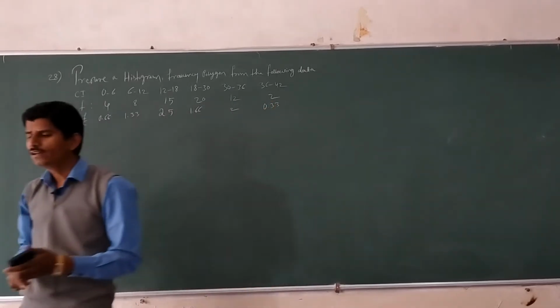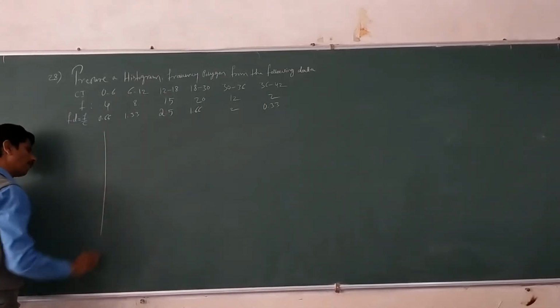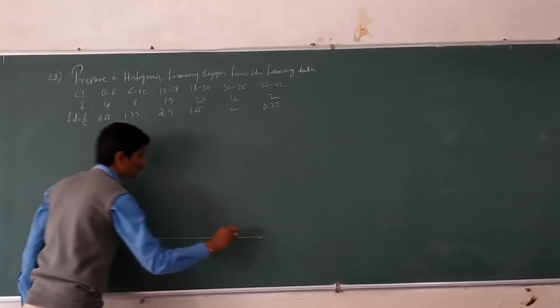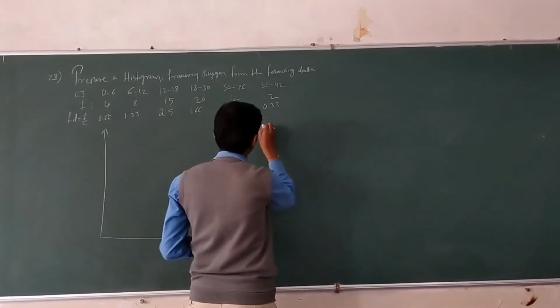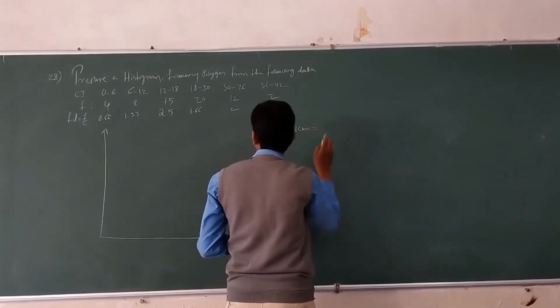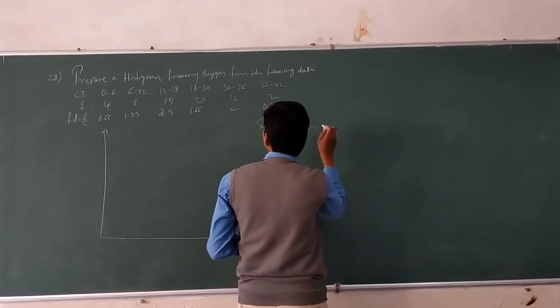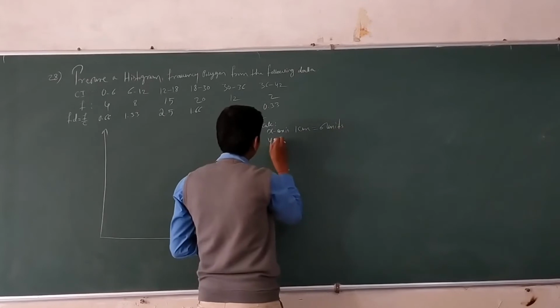Then draw a frequency polygon. First, we have to prepare a histogram. Here, the class intervals are taken along the x-axis and frequency densities are taken along the y-axis. Here, we start from 0 to 42. You have to mention the scale. On the x-axis, 1 centimeter equals 6 units.